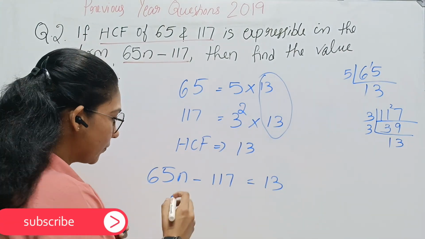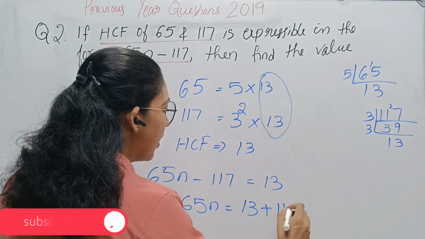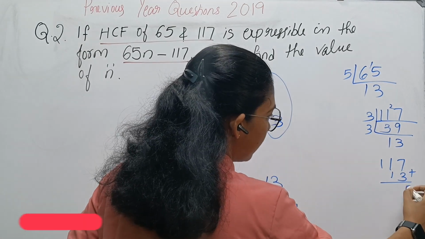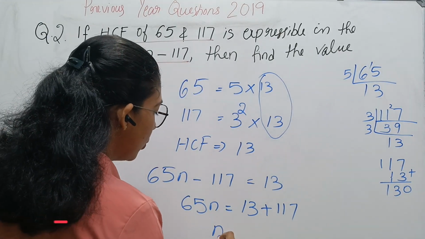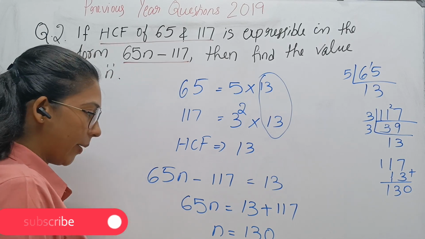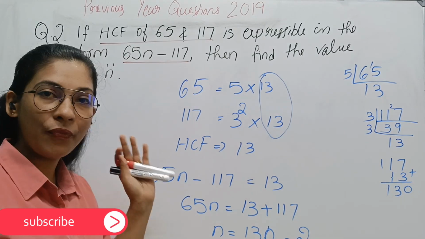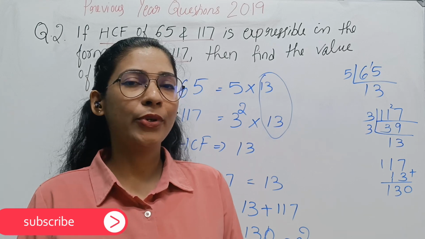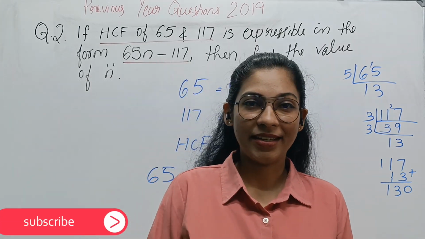So 65n is equal to 13 plus 117, that is 130. So n is equal to 130 upon 65, which is clearly 2. The value of n in this expression is 2. So this is the answer. Hope it is clear for you. If you have any doubt, please ask me in the comment section. Let's move on to the next question.